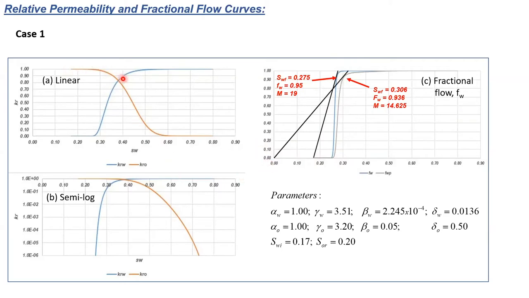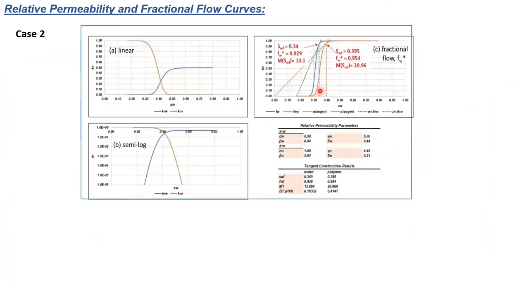Now the rel perms look like this when I do this, and these are the rel perms that maximize the mobility. This is case one. And here's another one, case two, where I wanted the front height to be higher. I wanted it to be 0.34. And I can show you some with 0.5, 0.6. I can make it as high as I like.